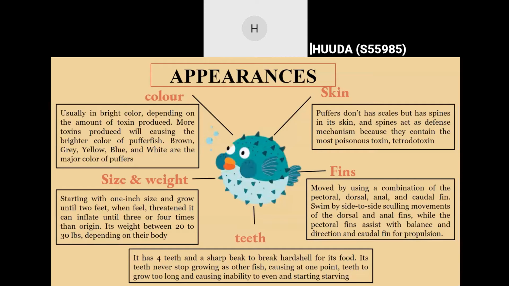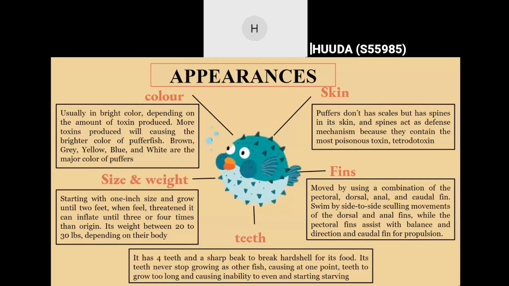In their spines, they don't have an actual size. So maksudnya macam dia ada yang panjang, dia ada yang pendek. Dia tak ada the actual size lah. Macam tak ada specific size untuk dia punya spine tu. And their spines contain the toxin, which is tetrodotoxin.